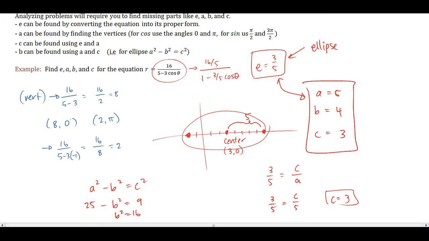And if you wanted to help somebody out and write this in rectangular form, you would say, hey, it's (x minus 3) squared over 25 plus y squared over 16 equals 1. And you have the equation written.